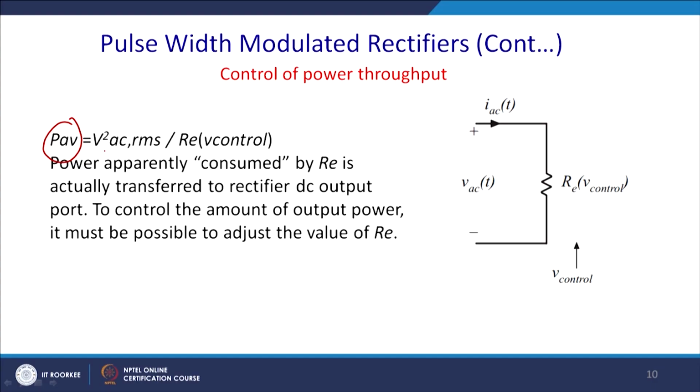We have a nonlinear transformation, thus we inject harmonics. The average power, V square by RE, apparently consumed by RE, is actually transmitted to the rectifier DC output port. To control the amount of output power, it must be possible to adjust the value of RE. So, we can control the value of RE as a way to control the power dispatched into the system, like when you are charging a mobile. There are different kinds of charging methods.